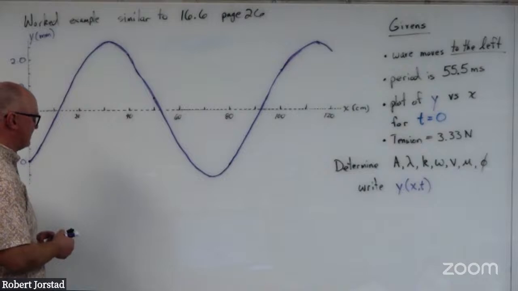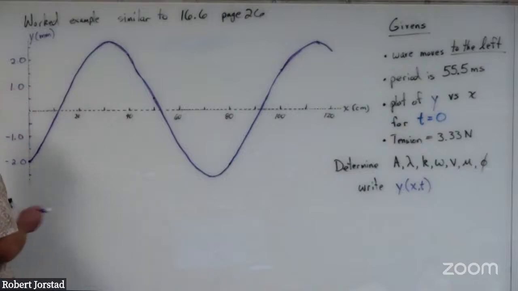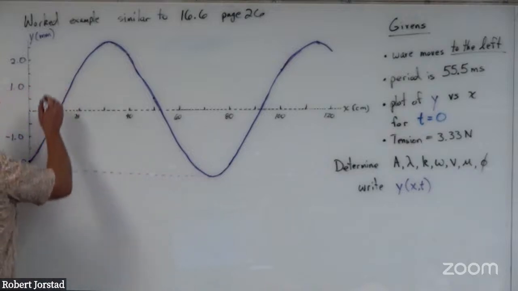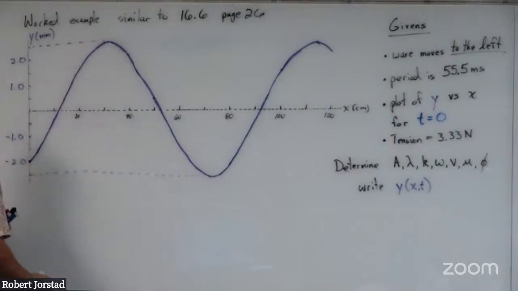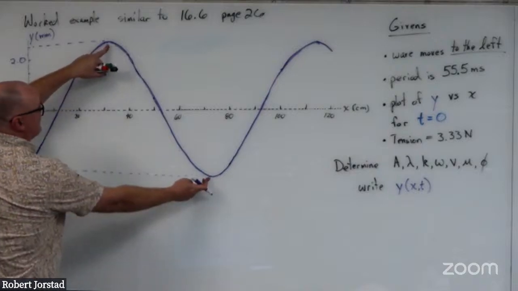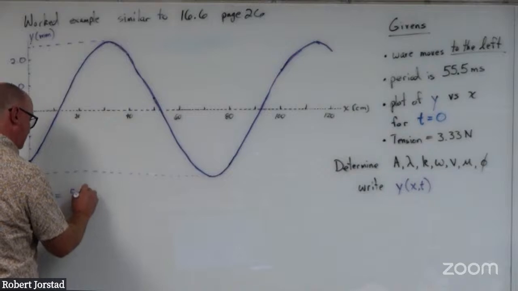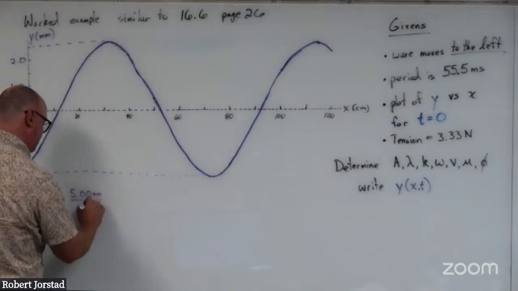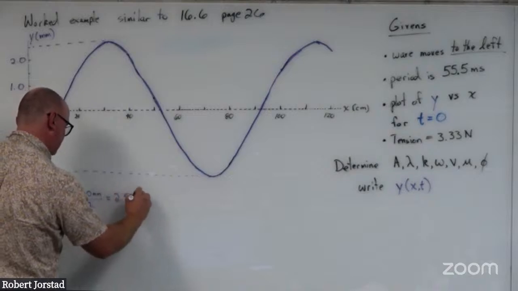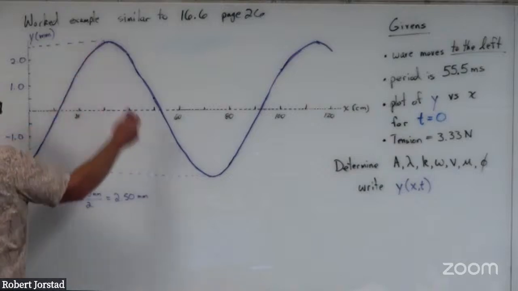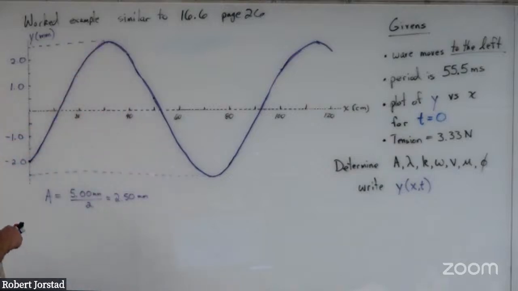Here we go, amplitude. So I'm going to take the lowest point and the highest point, and we see it goes 2.5 millimeters above, 2.5 millimeters below, or you could say the peak to peak distance is 5 millimeters. So the amplitude is half of that. All right, so the amplitude is half of the peak to peak distance. Got it. What's next? Wavelength.